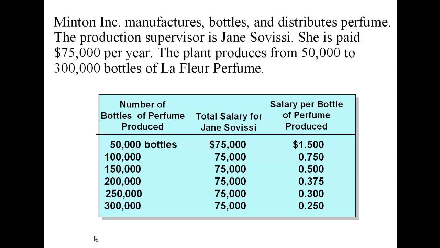So we can see here, this is the relevant range from 50,000 to 300,000 in this example, and for her it's going to be the same, 75,000 bucks. Now we can see if we spread her fixed cost out over the number of bottles, as the number of bottles goes up, the fixed cost per unit goes down, right?